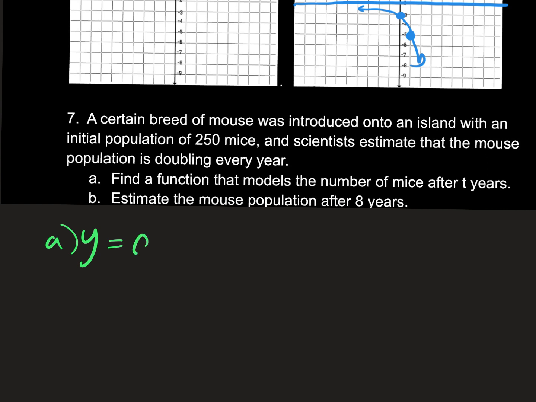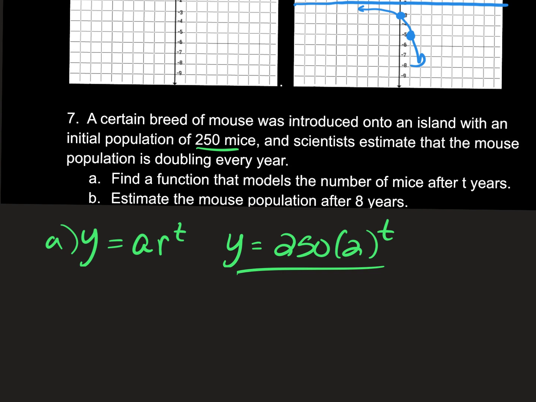Like I said, it's a times r to the t power, where a is the initial amount, r is the rate that's increasing, and t is the time. So to write the model for part A, I'm going to say y equals 250, because 250 is the initial amount of mice. It's doubling, so the rate of growth is 2 to the t power. And there's part A right there, just the function.